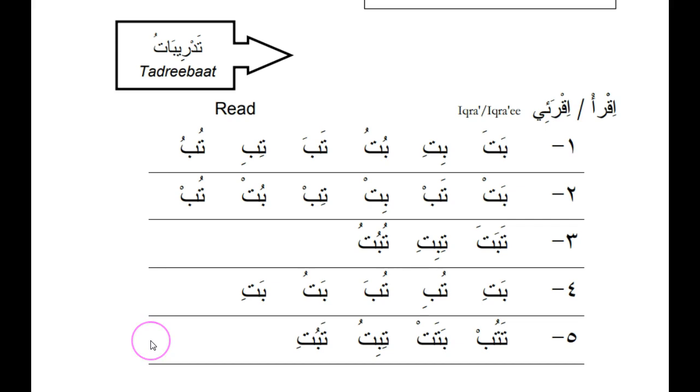Ta with fatha, ta. Ta with dhamma, tu. Ba with sukun. Tatub. Ba with fatha, ba. Ta with fatha, ta. Ta with sukun. Batat. Ta with kasra, ti. Ba with kasra, bi. Ta with dhamma, tu. Tibitu. Ta with fatha, ta. Ba with dhamma, bu. Ta with kasra, ti.